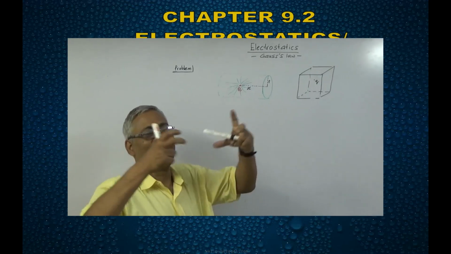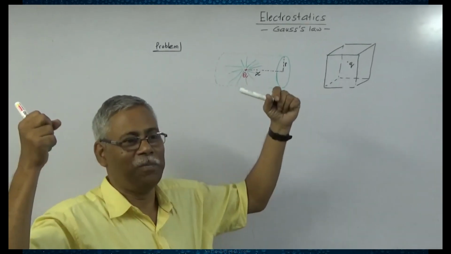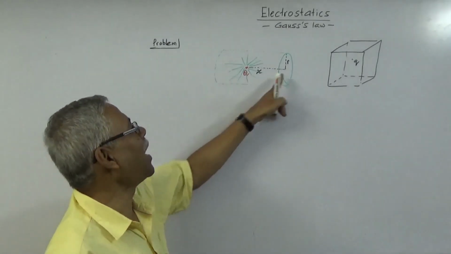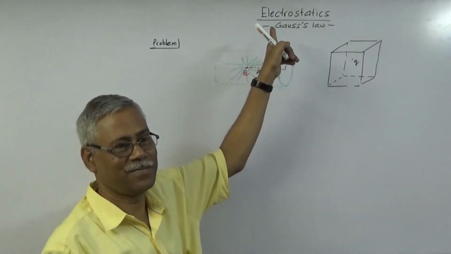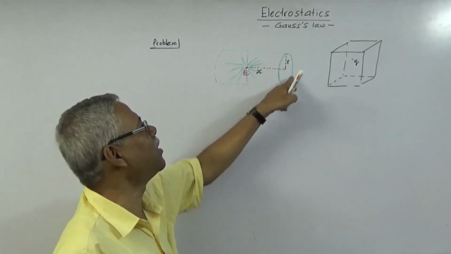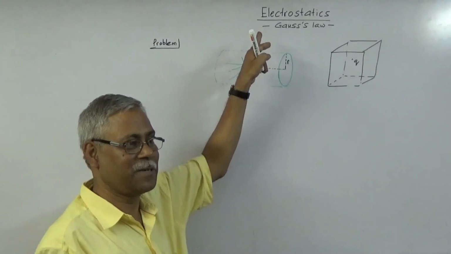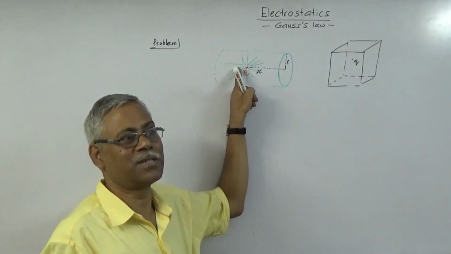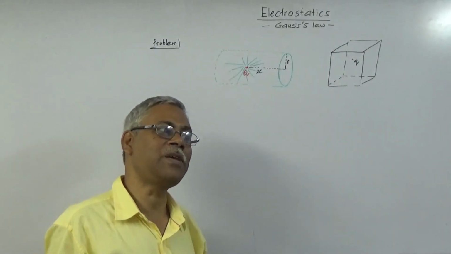as an amount of light coming out from a tiny bulb. And the question that you have been asked is, how much of the light is falling on this surface? Before you calculate the light falling on this surface, or the flux falling on this surface, you should know the total flux which is coming out from this. Total flux is known: Q by epsilon naught.